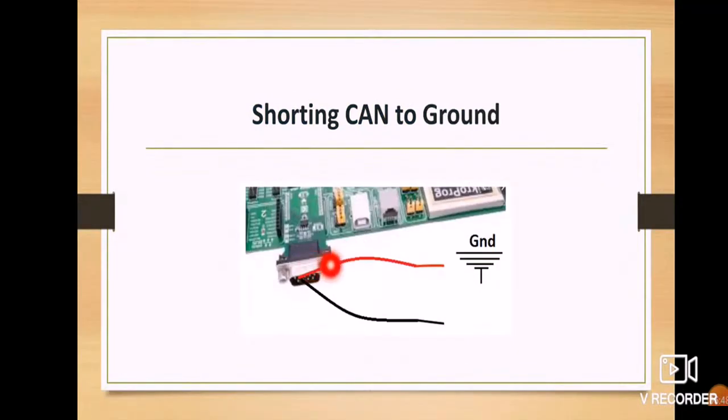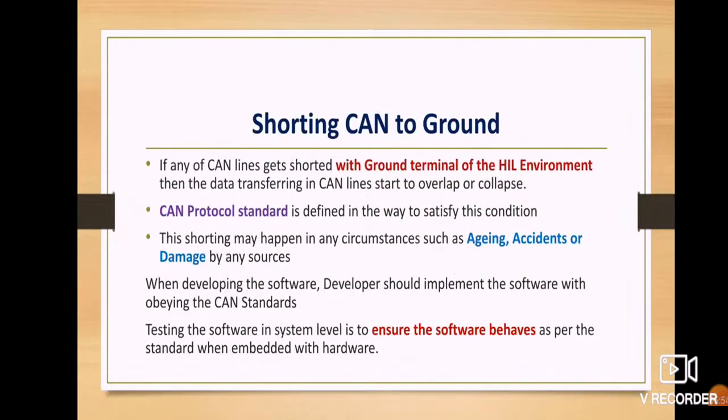Then shorting CAN to the ground. Just take a piece of wire and short it to the ground, so that bus off will happen. Here, if any of the CAN lines or both CAN lines get shorted with the ground terminal of the HIL environment, then the data transferring in the CAN lines starts to overlap or collapse. Hence, the CAN protocol standard is defined in a way to satisfy this condition. This may also happen due to circumstances such as aging, accidents, or damage from any source. While developing, the developer should implement the software obeying the CAN standards, and while testing, checking the compatibility and integrity with the hardware, then checking the system behavior is important in validation.